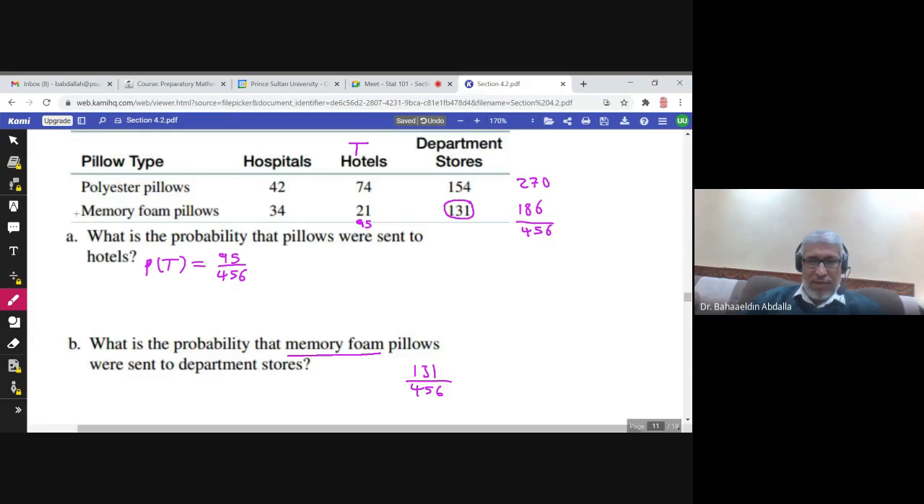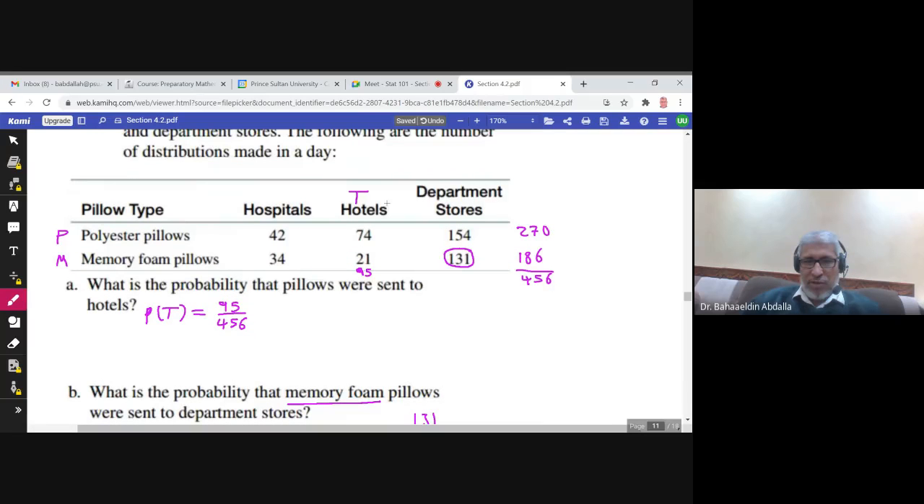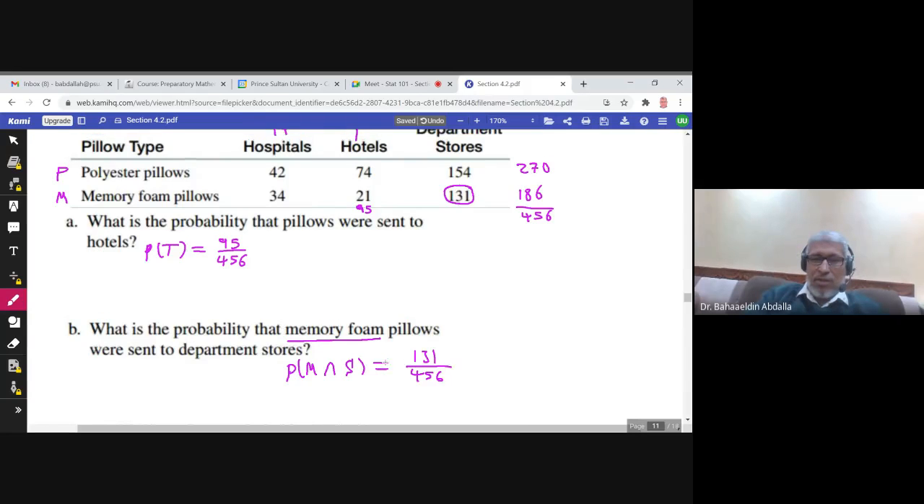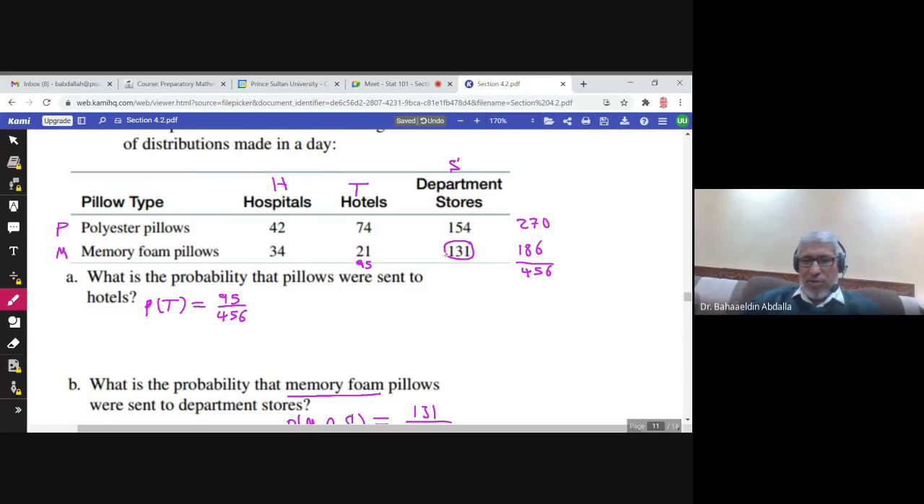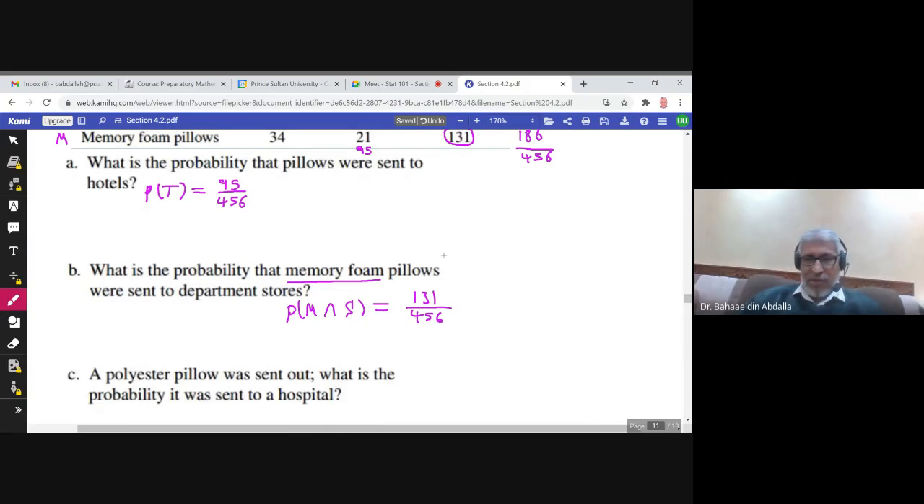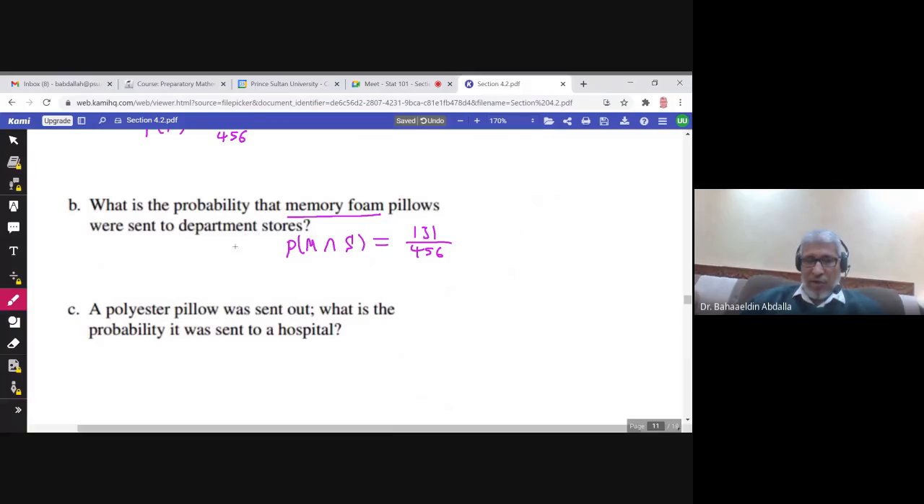If I call this M, and this is P, and let me call this S from stores, and this is H. So he was asking here about the probability of M intersection S. Memory foam pillows were sent to department stores, so he was asking about the probability of M intersection S. You need to read the question carefully to understand what kind of probability he is asking about.